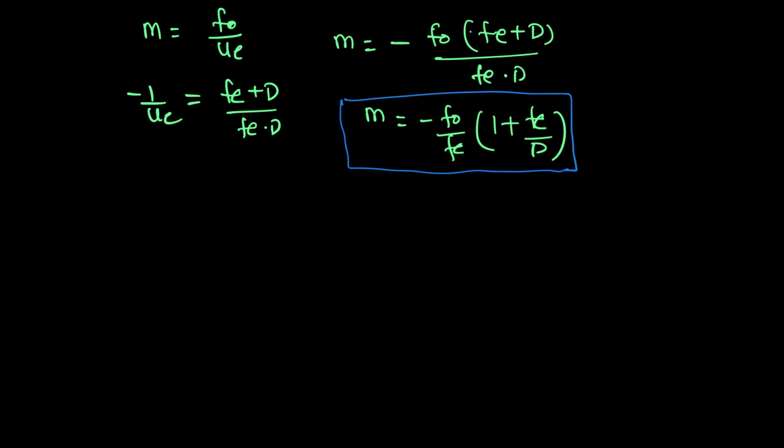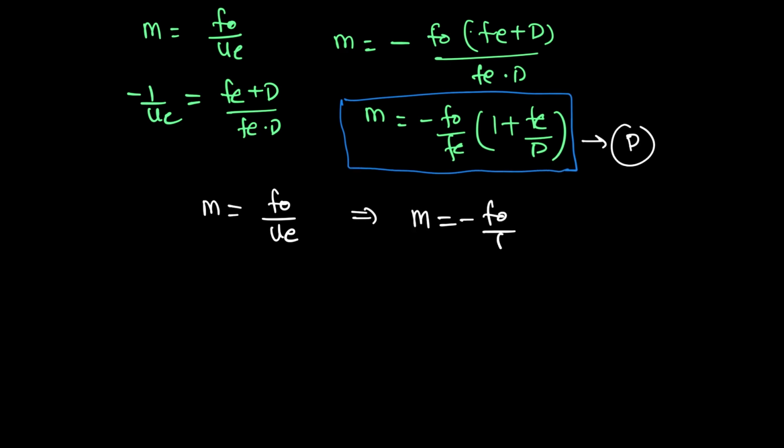Now in this case, where is the image forming? The image is forming at distance D. Now if the image is forming at infinity, the magnification formula is M equal to FO divided by UE, and if I put the value of UE as minus FE, what will the magnification be? Minus FO divided by FE. It means if the image is forming at distance D, this is the magnification formula. If the image is forming at infinity, this is the magnification formula.